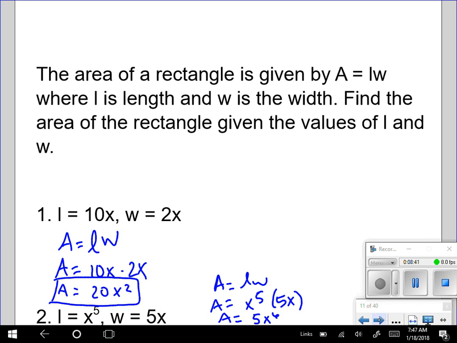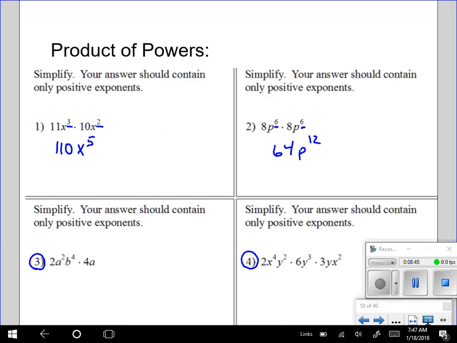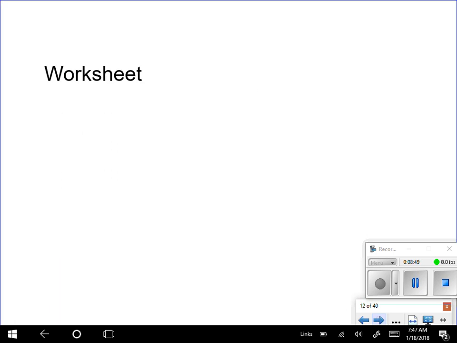Alright, so that kind of concludes our examples. I would really like to see that you kind of know what you're doing on 3 and 4 here. But once that happens, we have a worksheet for you, and you can go ahead and get started on that.